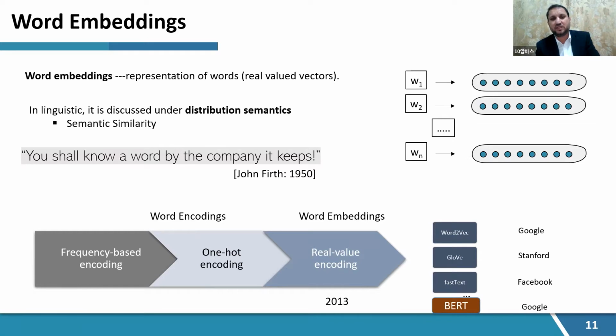So therefore, we come to the word level. At the word level, we have some capability to capture semantics. For example, we have two sentences here. I live in Seoul City. I live in Seoul Town.